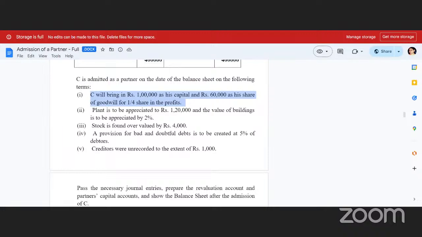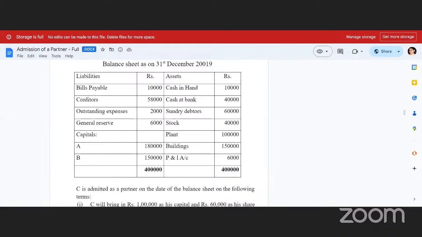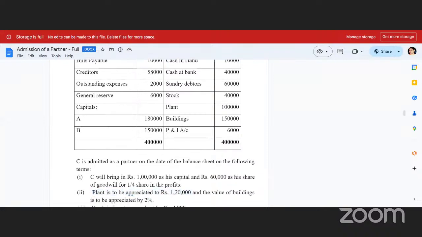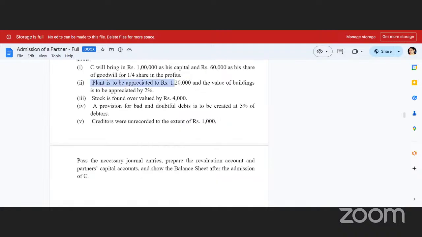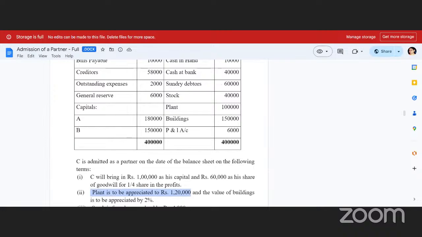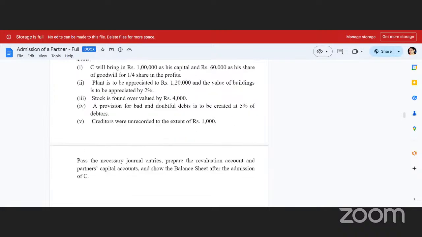Now, revaluation means assets and liabilities are revalued on the admission of a partner. For plant, after revaluing, they appreciated the value to 1,20,000. Already the plant in the books, which is called old, is showing 1 lakh, but by revaluing it came to 1,20,000. So is the value of plant increased or decreased? In the balance sheet, plant was showing 1 lakh, but when they revalued, it appreciated to 1,20,000.